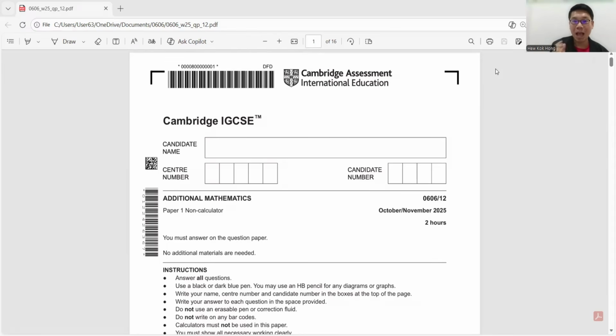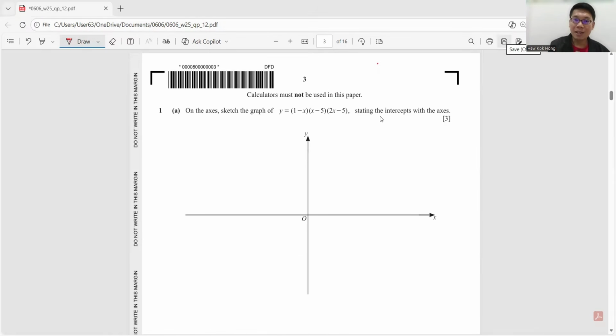Today we will go for Add Maths October 2025, paper 1-2. Let's go. Question 1. On the axis, sketch the graph of this. This is a cubic graph and state intercept of the axis.